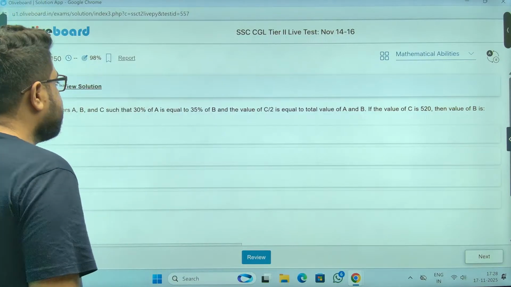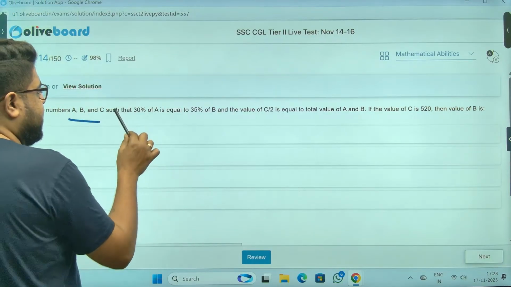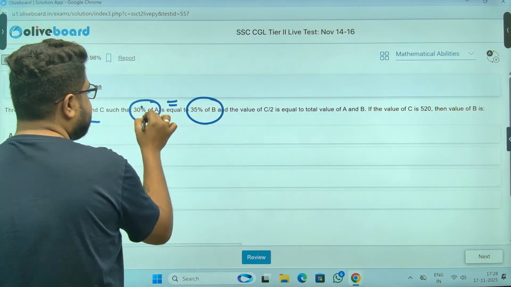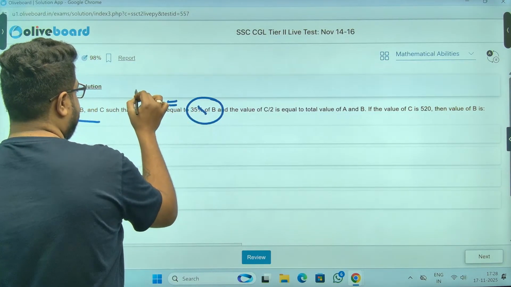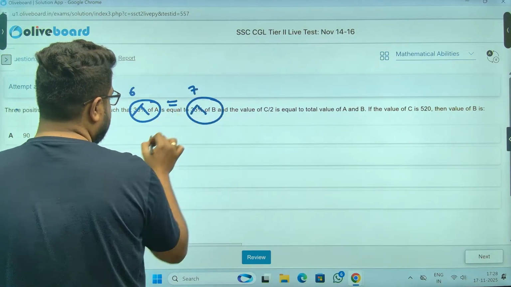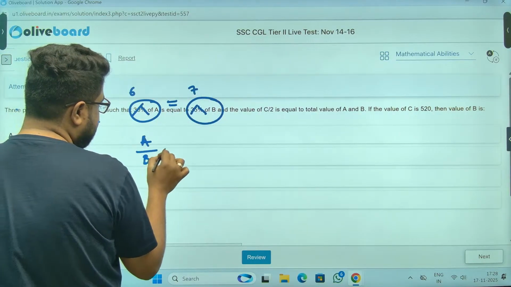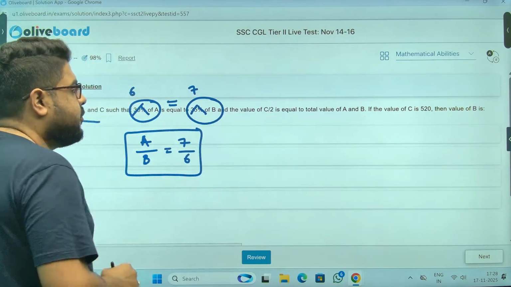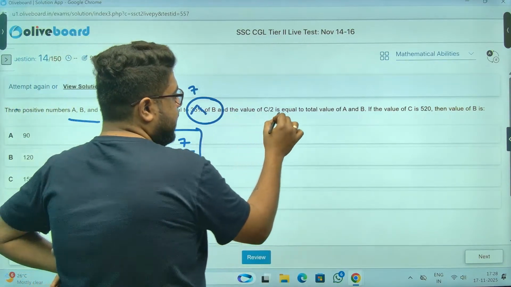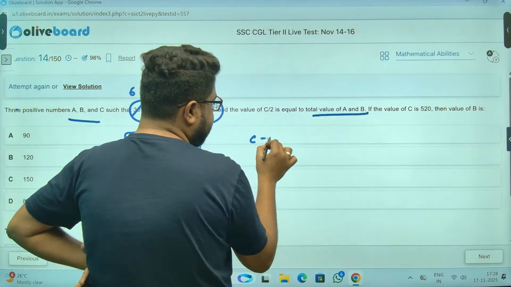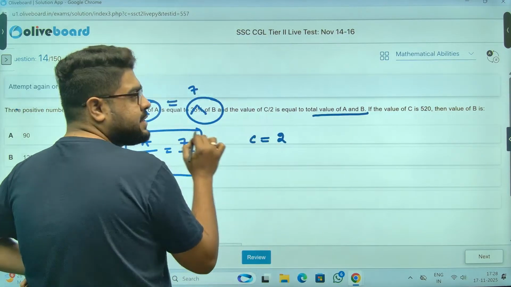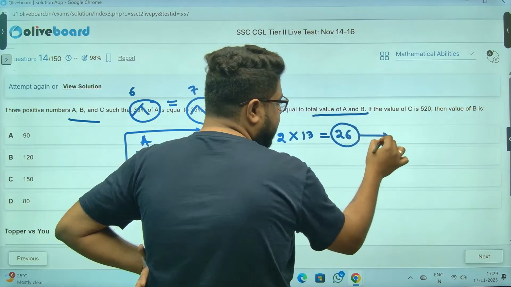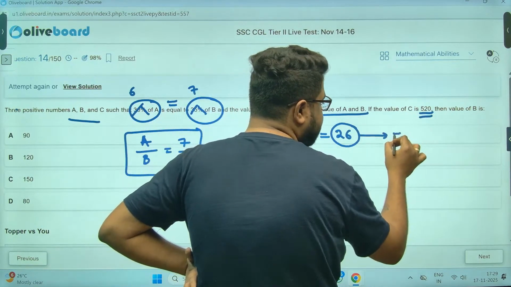So next one. Three positive numbers such that 30% of A is equal to 35% of B. Percentage cancels. Sir, 5, 6, 5, 7s. So A divided by B is 7 divided by 6. Understood? Value of C by 2 is total of A plus B. Sir, C is then twice of A plus B, 6 plus 7, that is 13, sir. So 26 units. That is equal to 520, sir.